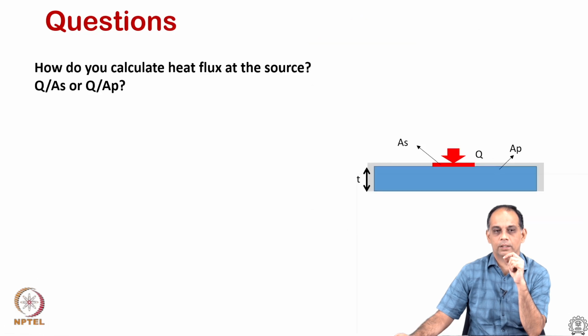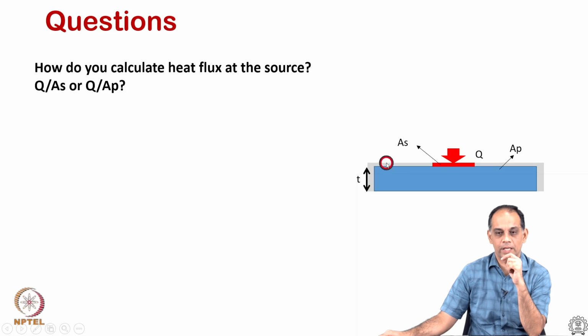So, the next question, how do you report heat flux? I have two heat sources now, or one heat source, and I have two areas. One is the source area and the other is the plate or the heat sink area, which has a certain thickness. Now it is spread over a larger area.